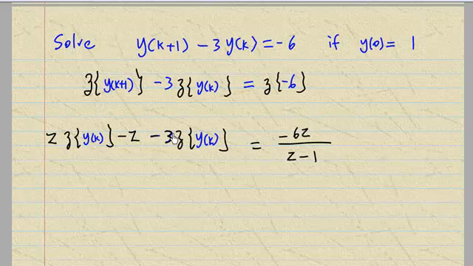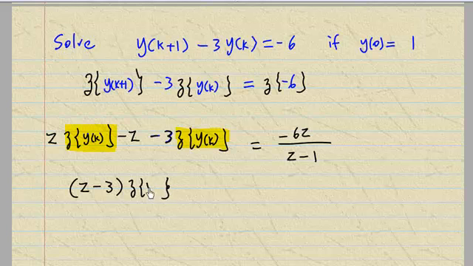Now if you look at the left hand side, we find that there are common terms, the Z transform of y k, which we do not know yet. What we're going to do now is combine the Z transform of y k. So on the left hand side we have Z minus 3 times the Z transform of y k, which we have grouped together. And on the right hand side, this will be minus 6Z over Z minus 1 plus Z.